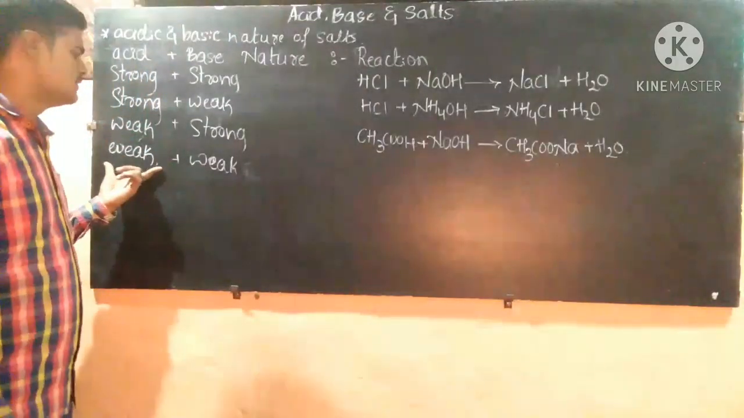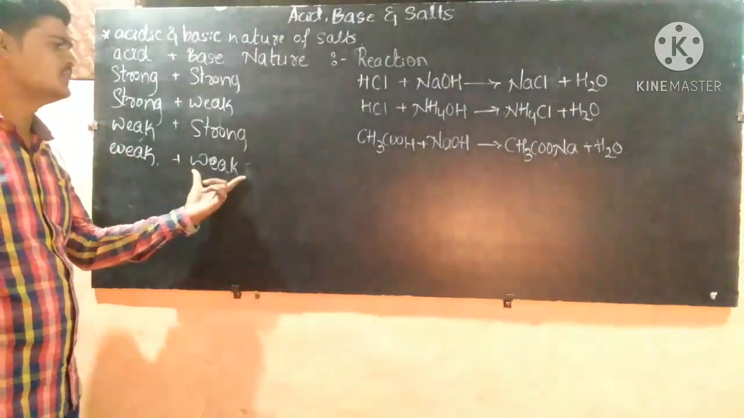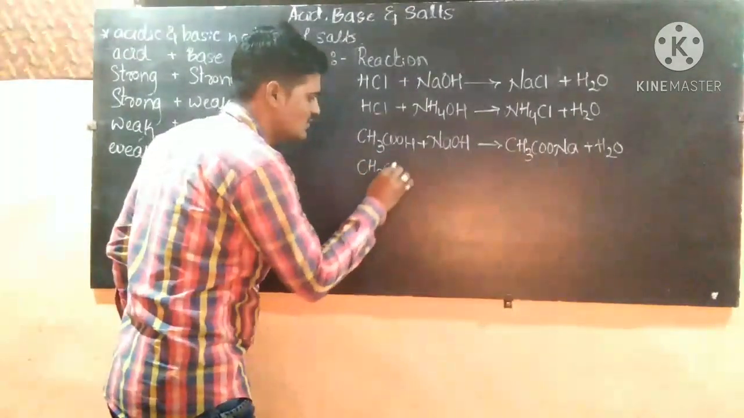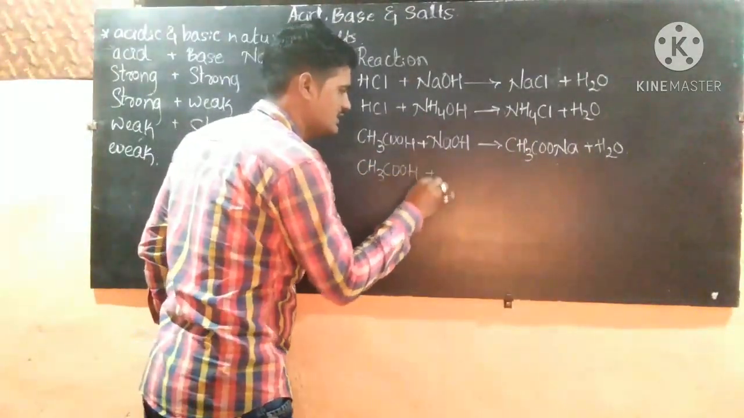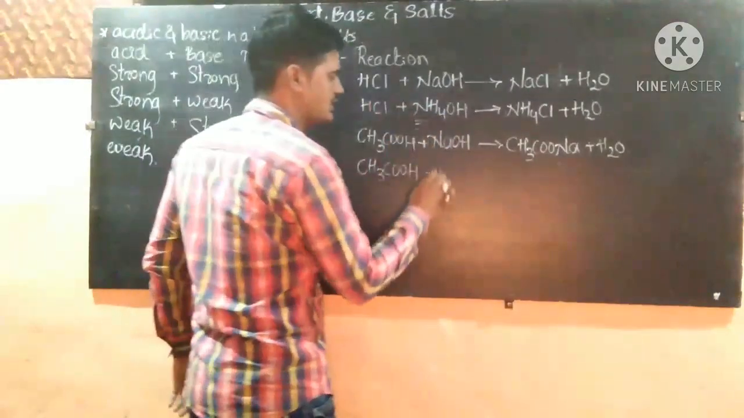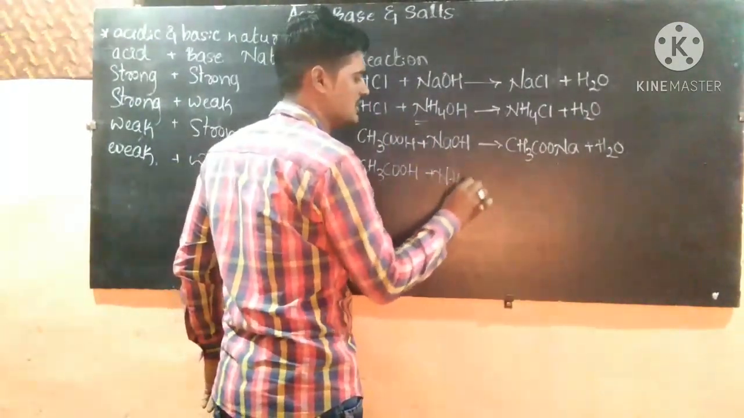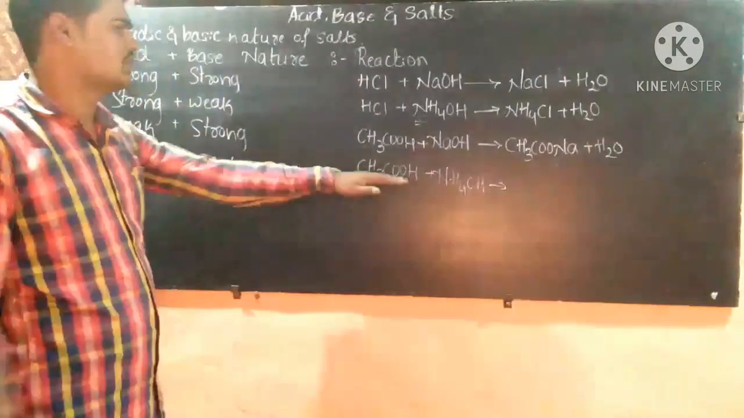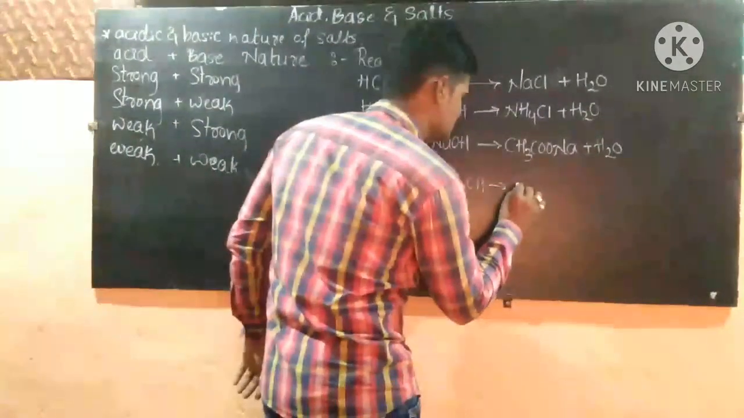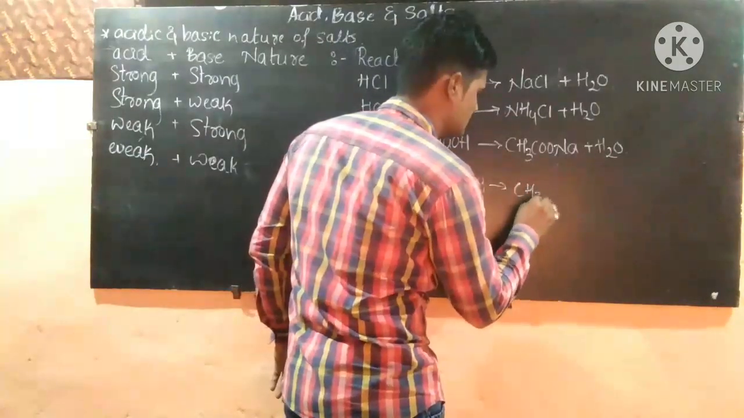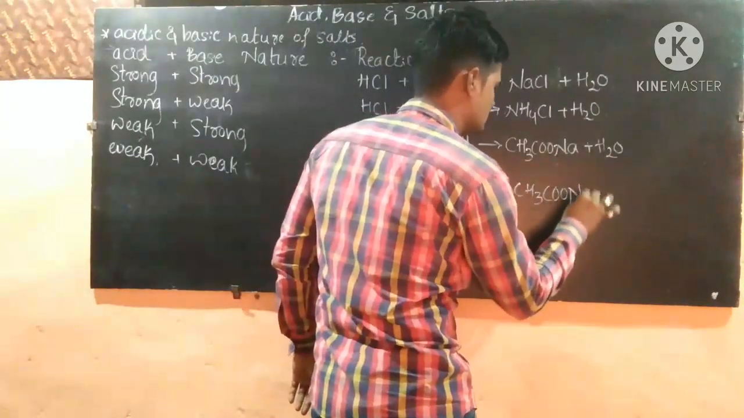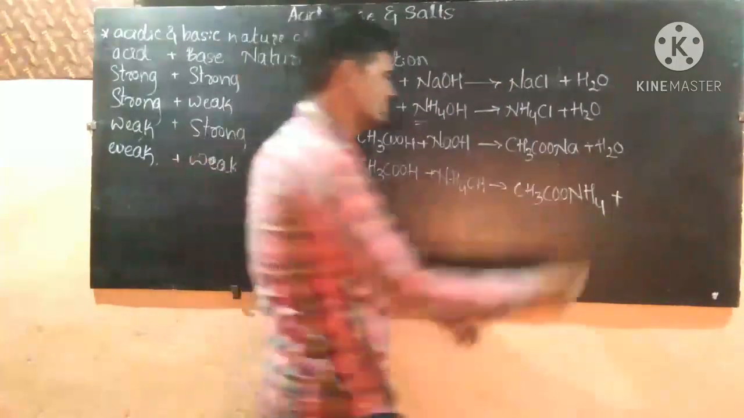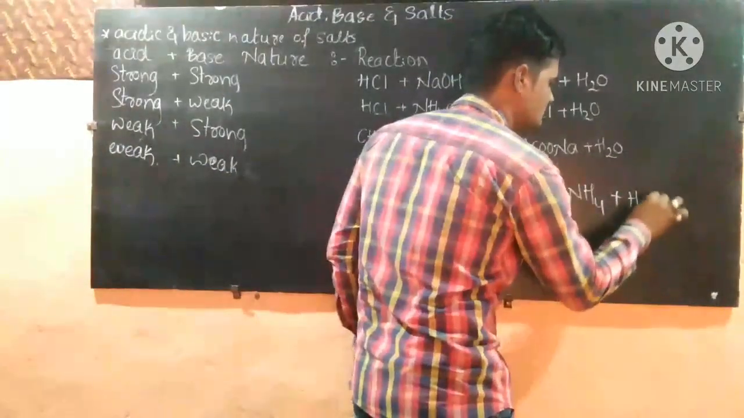And the next one is weak acid reacting with weak base. For the weak acid we will take CH3COOH, that is acetic acid, plus a weak base we can take NH4OH, that is ammonium hydroxide. The products formed are ammonium acetate plus water.